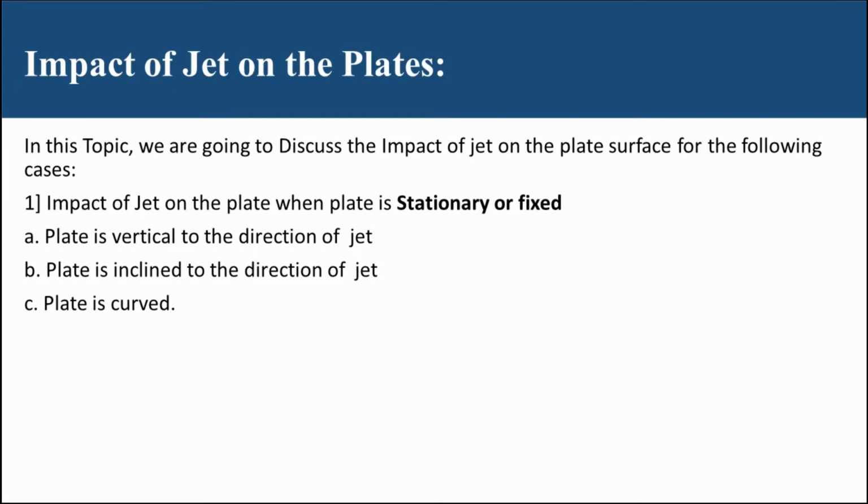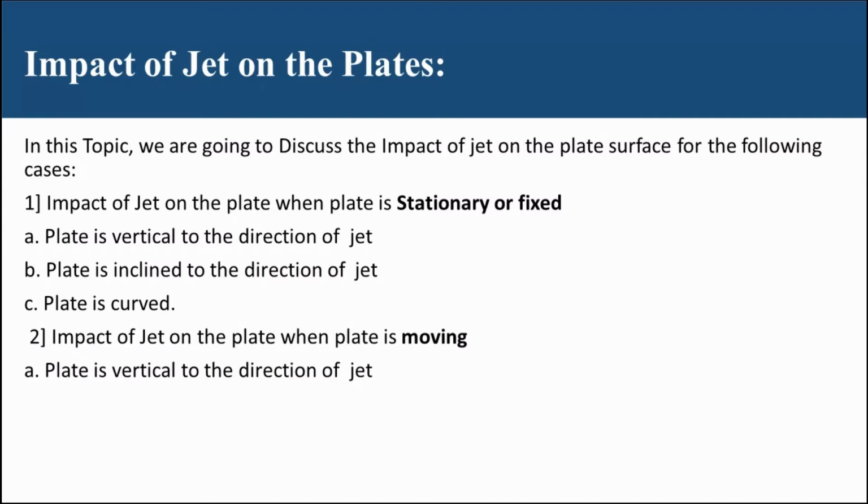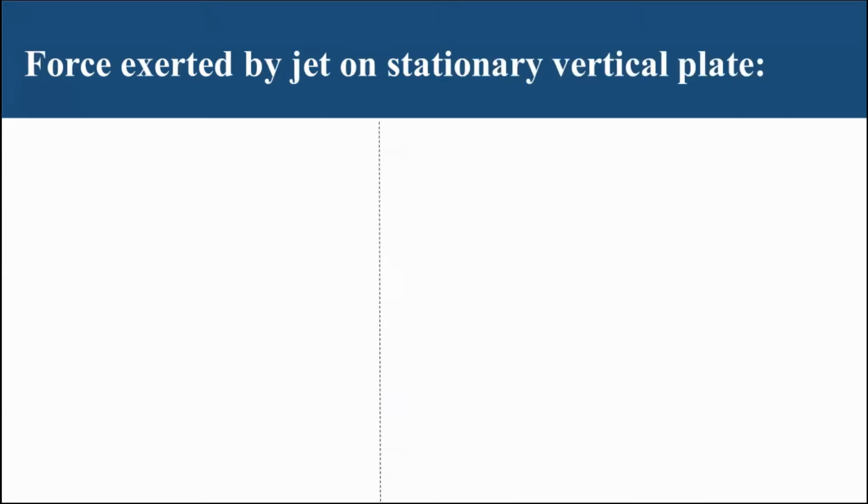In the curved plate case there are also two cases: the jet strikes at the center of the plate, and the jet strikes at one end and leaves tangentially at the other end. Similarly, the other case is the impact of jet on a moving plate. Here again there are the same three cases: the plate is vertical to the direction of the jet, the plate is inclined to the direction of the jet, and the plate is curved. Again, for the curved plate, the jet strikes at the center, or strikes at one end and leaves tangentially at the other end.